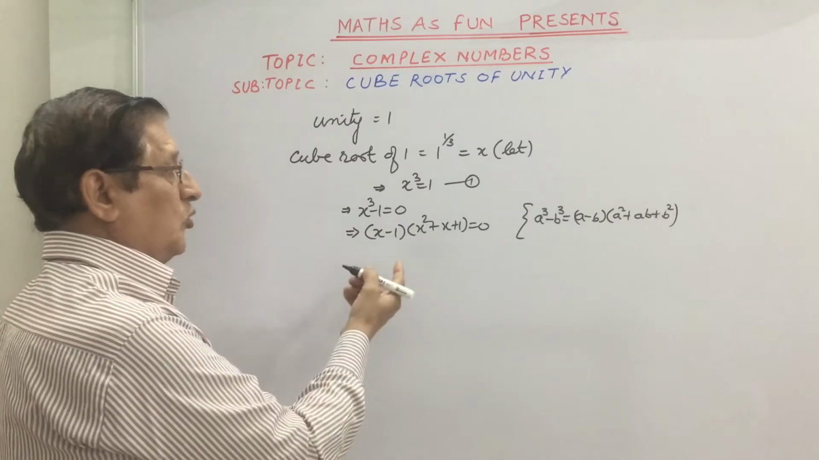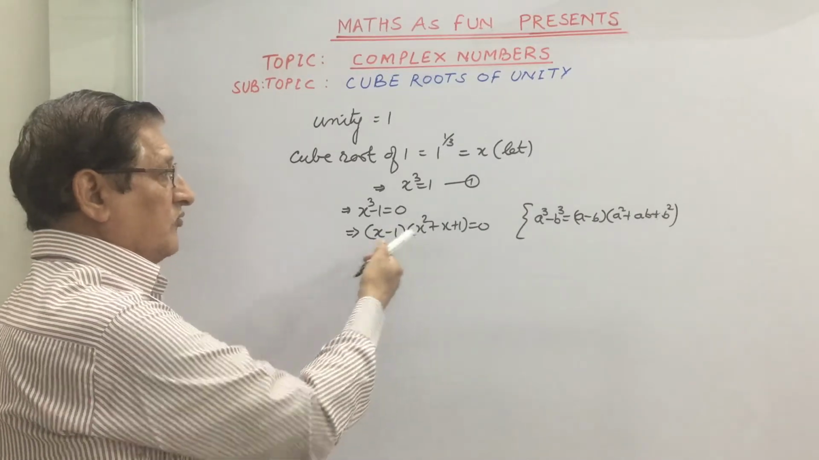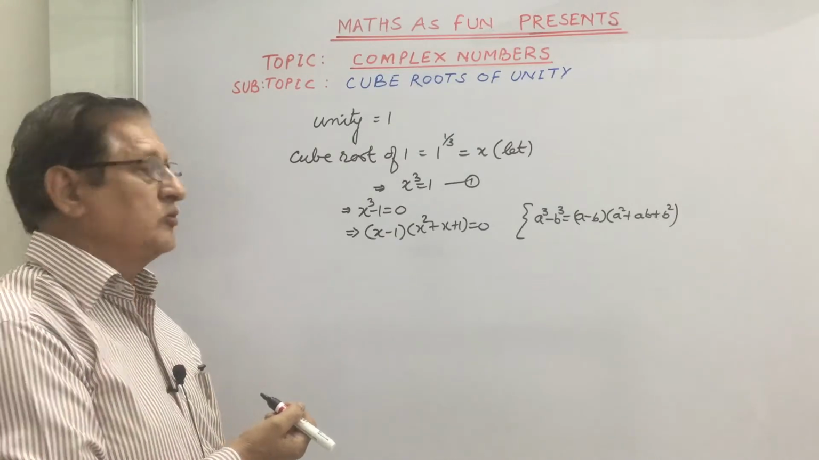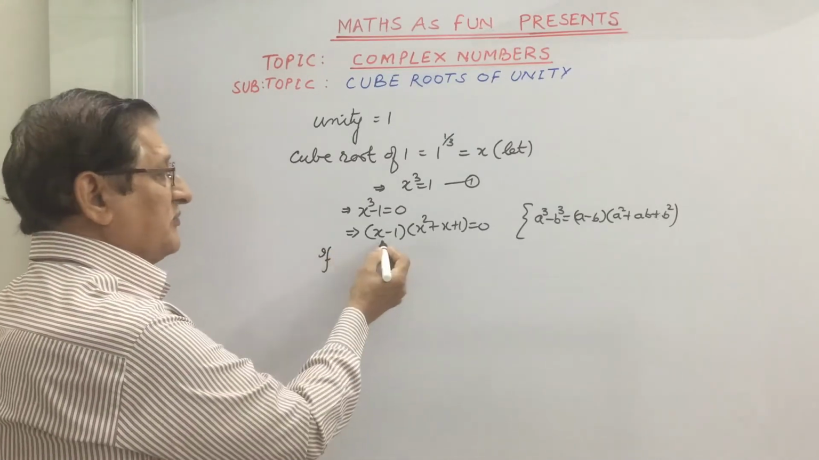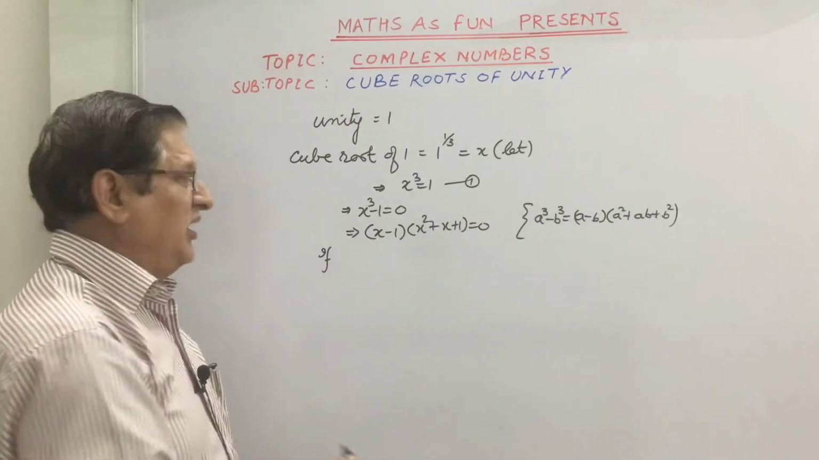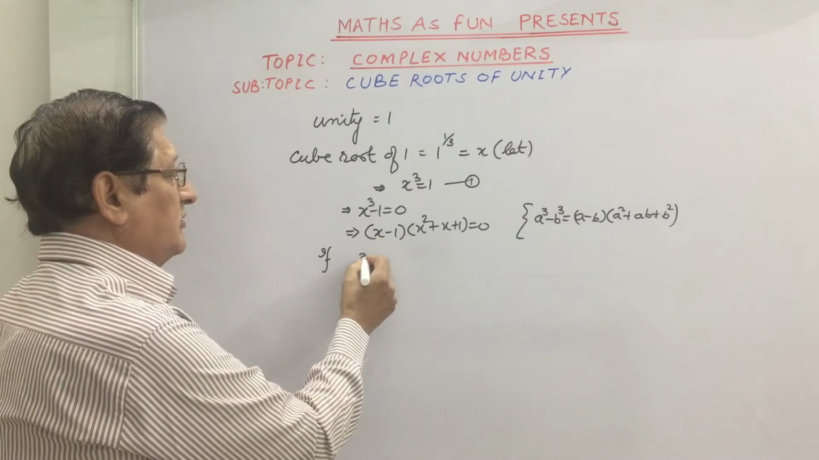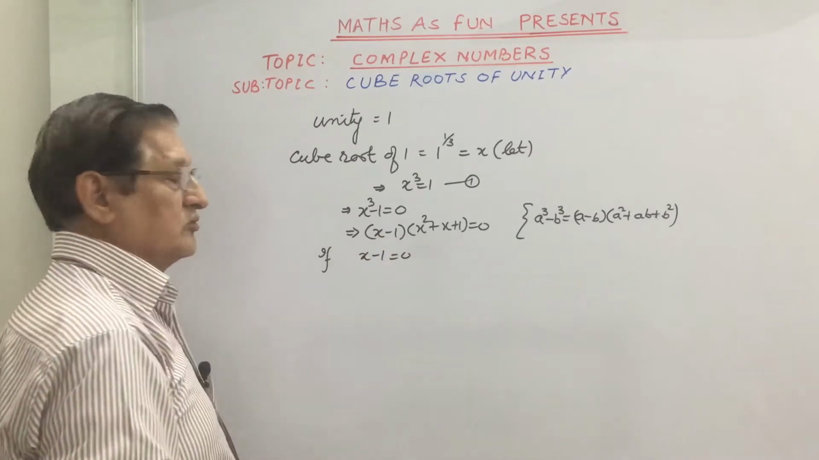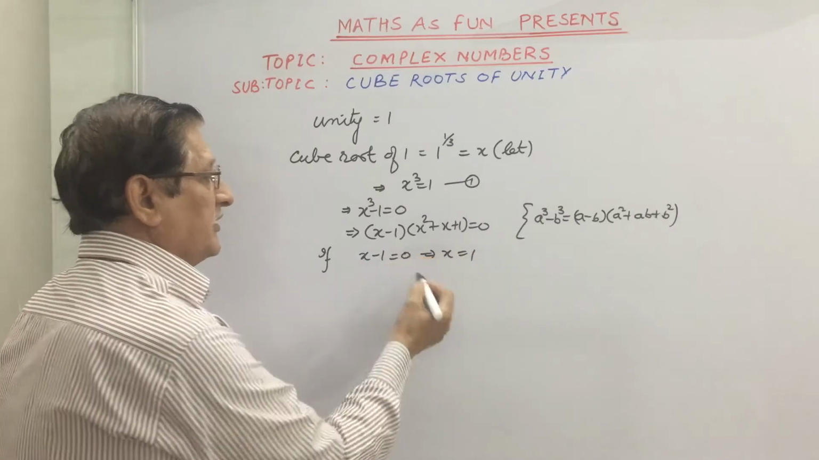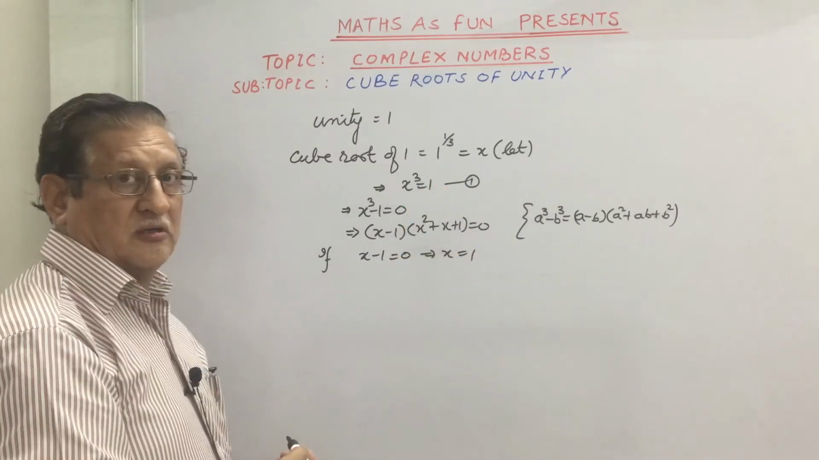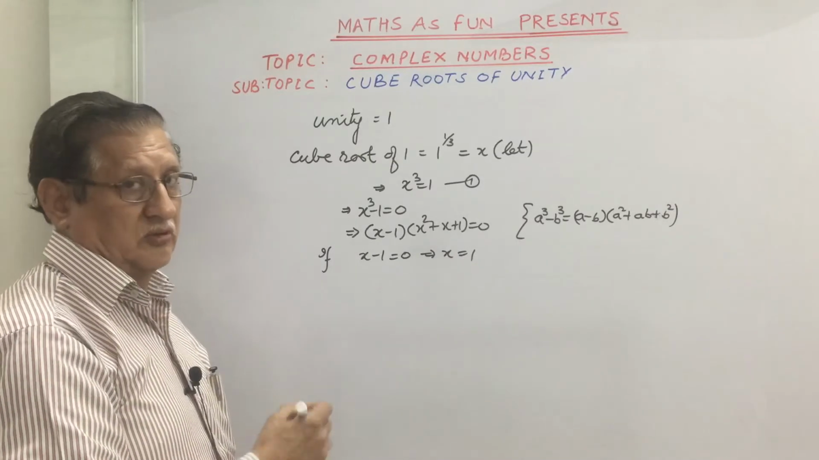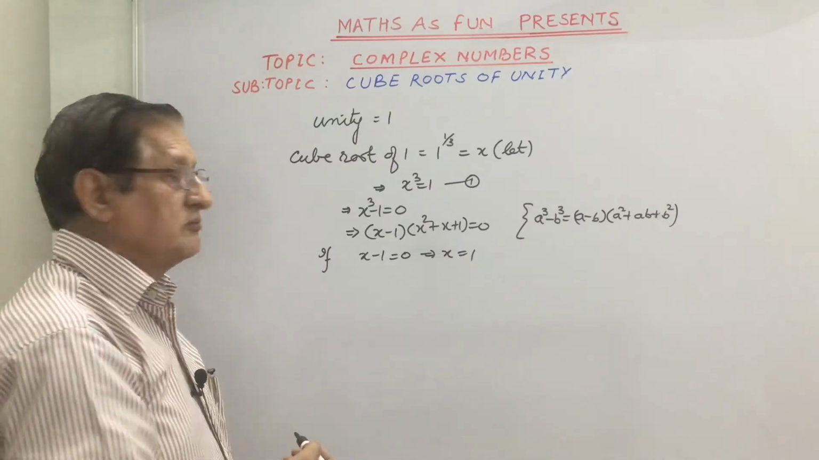Now we also know if the product of two factors is equal to 0, at least one of them has to be 0. It means either x minus 1 is 0 or this is 0 or both are 0. Let us consider if x minus 1 is equal to 0, it means x is equal to 1. That gives us the value of x. So this becomes one of the cube roots of 1. We also know that 1 cube is 1.